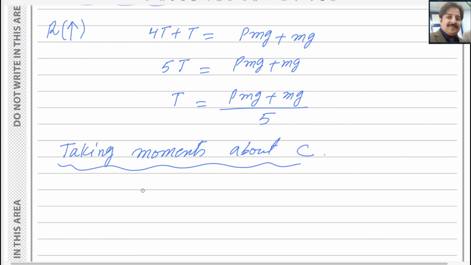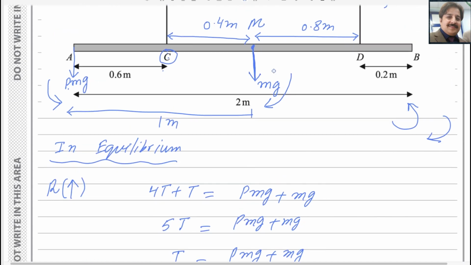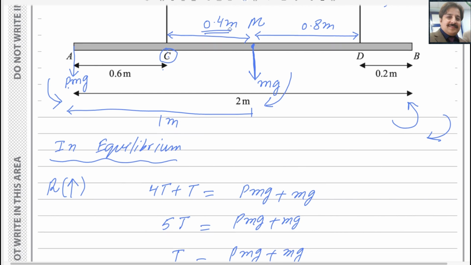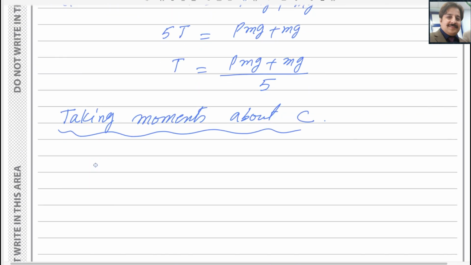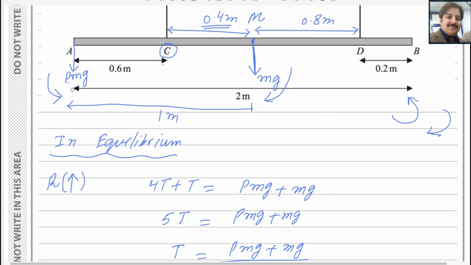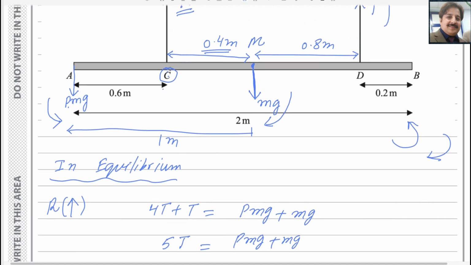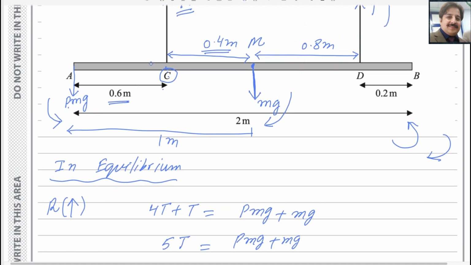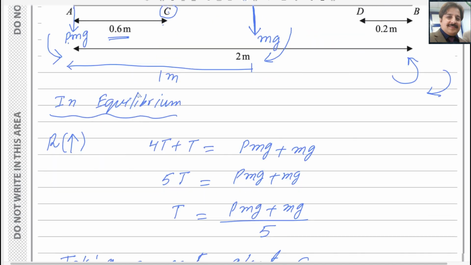So clockwise rotation, this force is producing mg. What is the perpendicular distance? That is 0.4. So mg will multiply by 0.4. This is the clockwise moment. And anti-clockwise moment, there are 2 forces. One is pmg, and its perpendicular distance from C is 0.6. From here to here, the distance is 0.6.